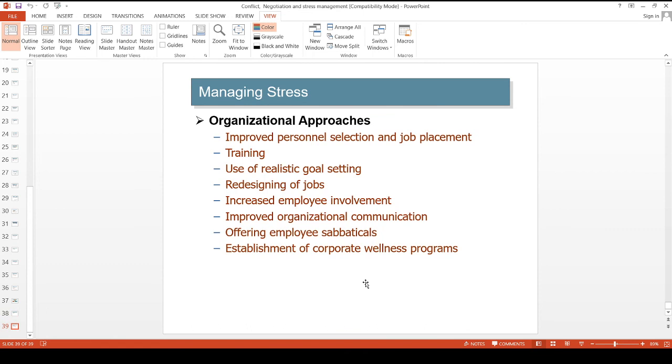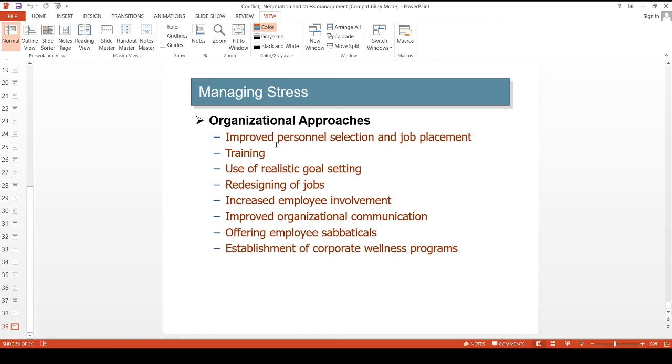Similarly, organizational approaches can be used to manage stress, like improving personnel selection and job placement. By adopting different selection and placement techniques, you can manage stress. The organization may also hold different training sessions to manage stress. Use of realistic goal setting: if the goals are competitive and realistic, then again the source of stress among the individuals will be less.